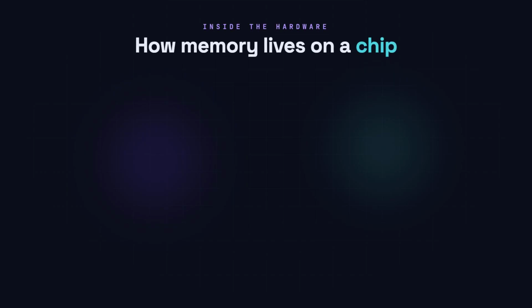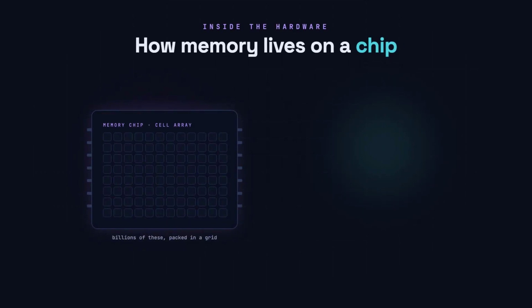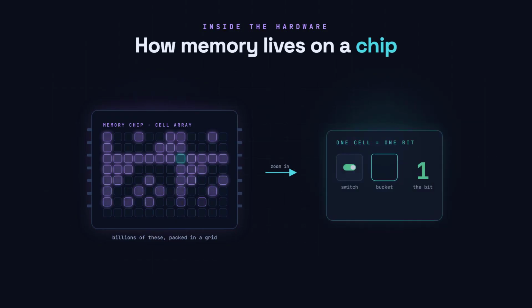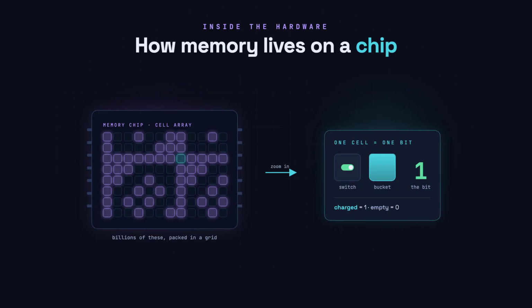So where does all of this memory actually live? Inside your computer sits a small chip, and packed onto it are billions of microscopic cells laid out in a giant grid. Each cell is nothing more than a tiny switch paired with a bucket that can hold a little bit of electric charge. If the bucket is charged, we call that a 1. If it's empty, that's a 0. That single 1 or 0 is a bit, the smallest piece of information a computer can keep.